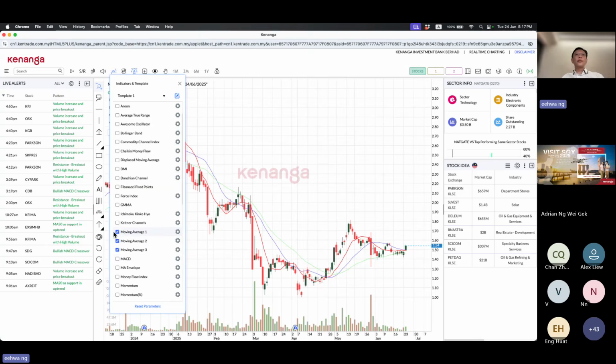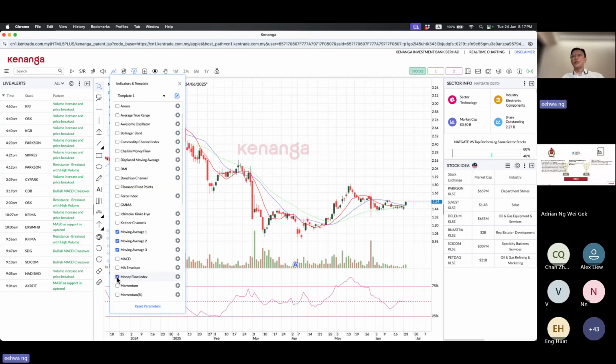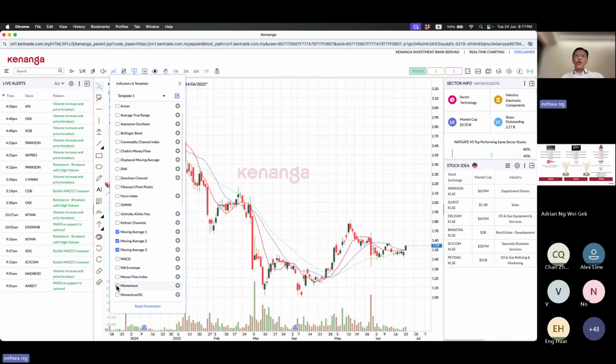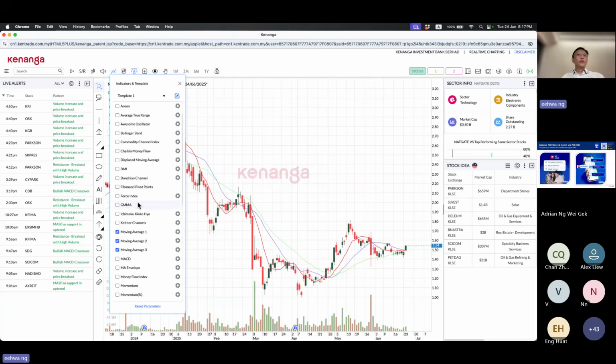Right, once you select the indicator, take a look, it will come out onto the chart. Now, if you like MACD, turn on MACD. If you like money flow index, turn on money flow index. So it's as simple as that. To change the parameters, there is a setting button on the right. Click on it, change color, change the days, the period for the moving average over here. Okay, so this is where you can do all the settings.